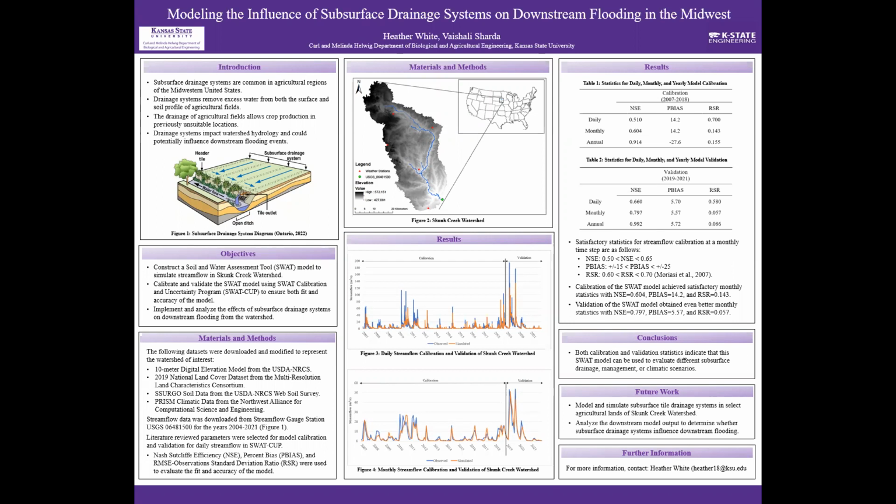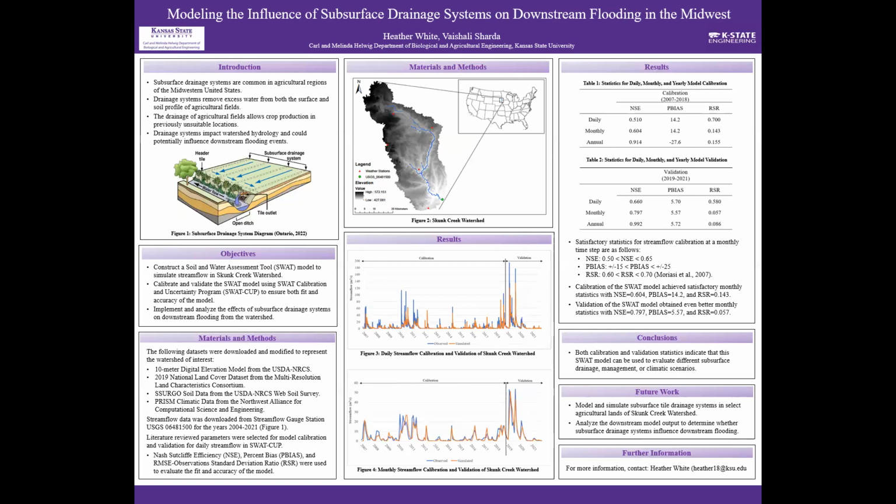To begin, subsurface drainage systems are common in agricultural regions in the Midwestern United States. Drainage systems remove excess water from the surface and soil profile of agricultural fields, which has allowed crop production in previously unsuitable locations. Figure 1 below depicts subsurface drainage in an agricultural field.